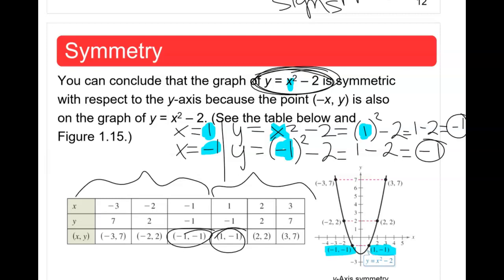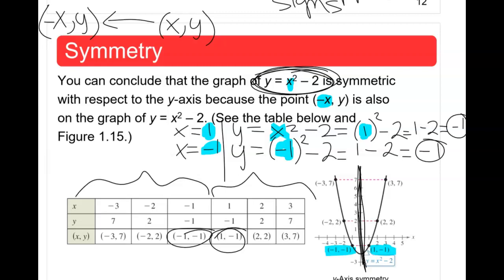So you can see that even though the x is changing, the y value remains the same. For any point x comma y, the reflection across the y-axis is going to be negative x comma y, meaning the y value stays the same because it's reflected across the y-axis, but the x value changes to its opposite sign. And that is what you can see here. So you could plot a graph and determine graphically if there is symmetry or not. In this case, if you fold the graph along the y-axis, you get exactly the same thing on both sides.